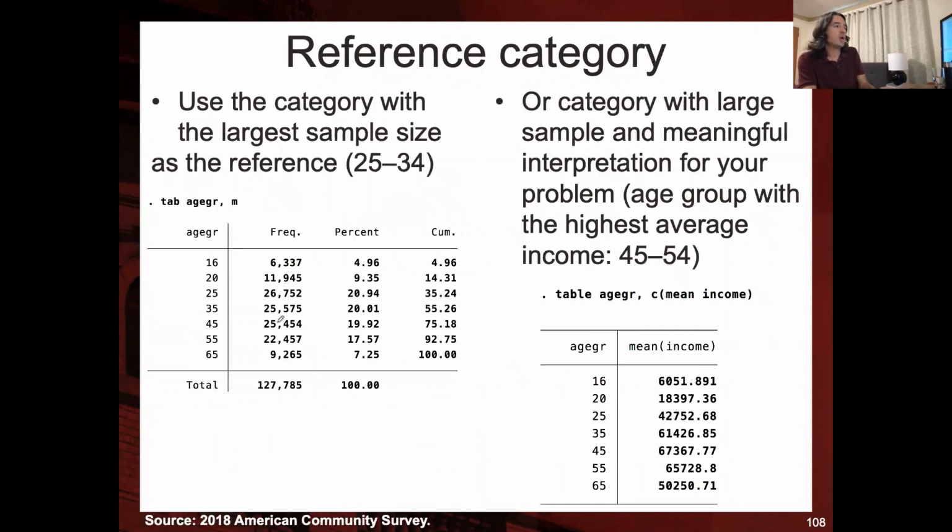We usually have to choose one category as the reference that will be kept outside of the regression. Everything else will be compared to that, which in this case would be the group of 25 to 34. Or we could choose the group that has the highest earnings. In this case, not this one, but this group here, 45 to 54, okay, which is the one with the highest income.